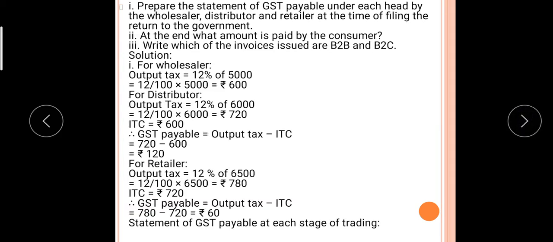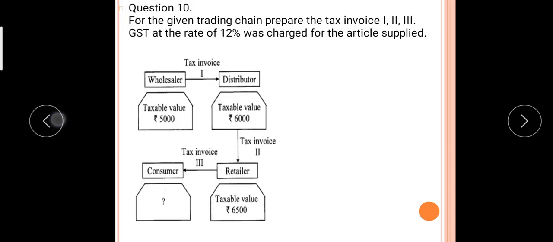Okay. So now listen. Prepare the statement of GST payable under each head of the wholesaler, distributor and retailer at the time of filing the return to the government. At the end, the amount is paid by the consumer or customer. Write which of the invoice issue B2B and B2C. B2B means business to business. Now here it is business to business, here business to business and here business to customer or consumer.